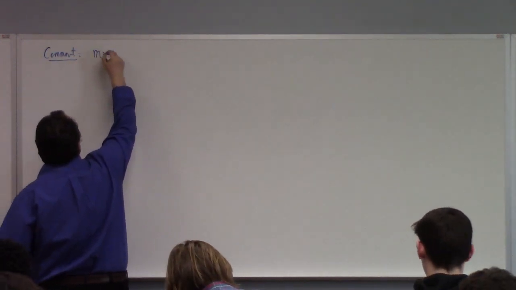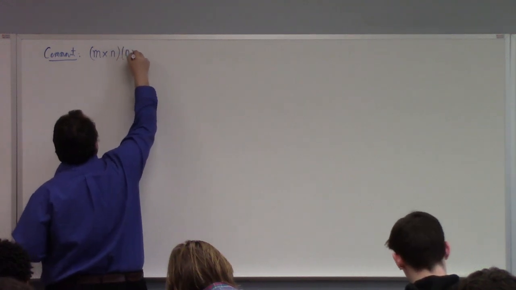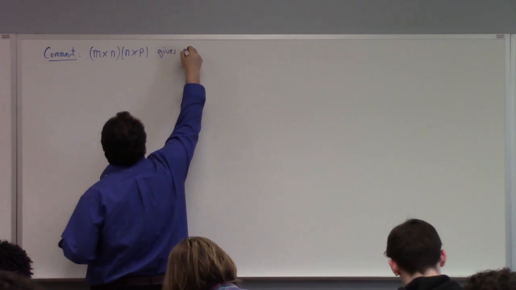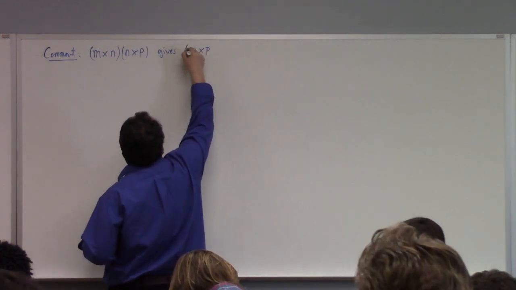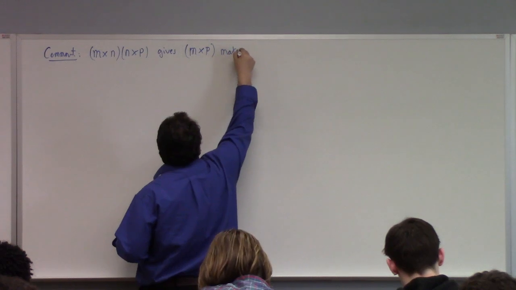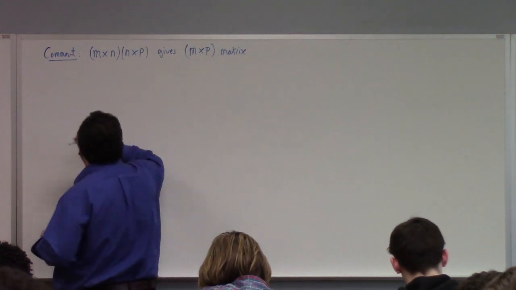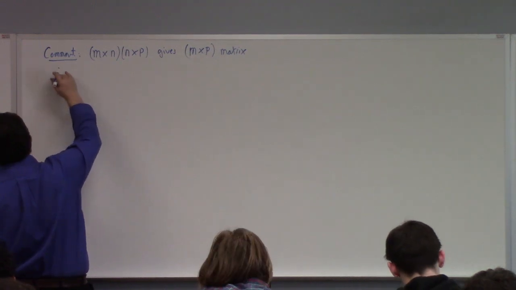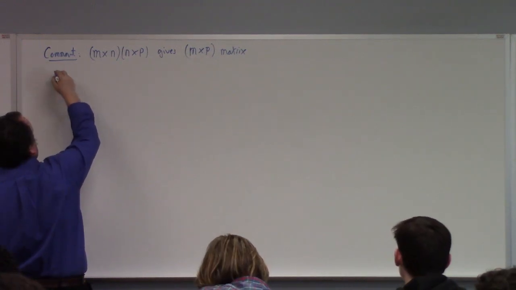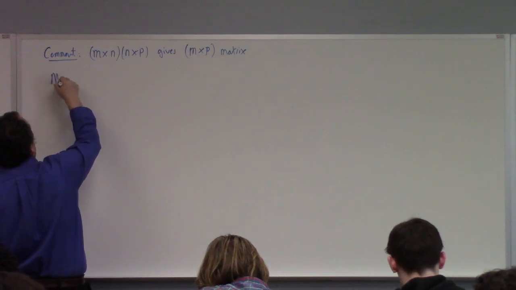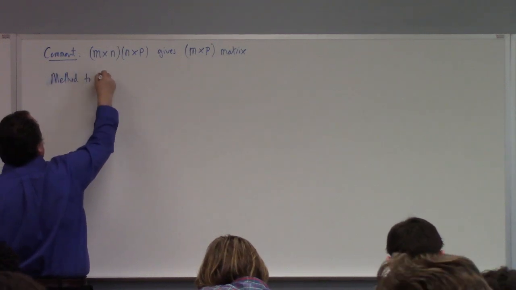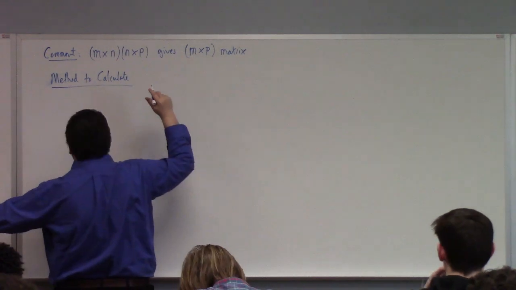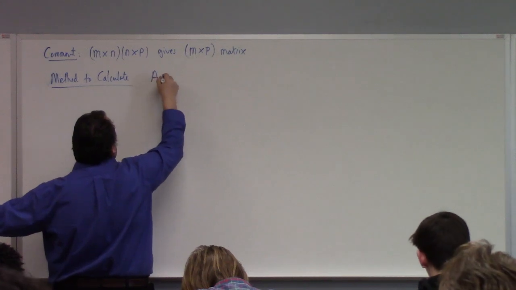An m by n times an n by p gives an m by p matrix. All right. And I should probably also mention a method to calculate this, because you probably don't really get much from this formula, and that's fine. It is this.